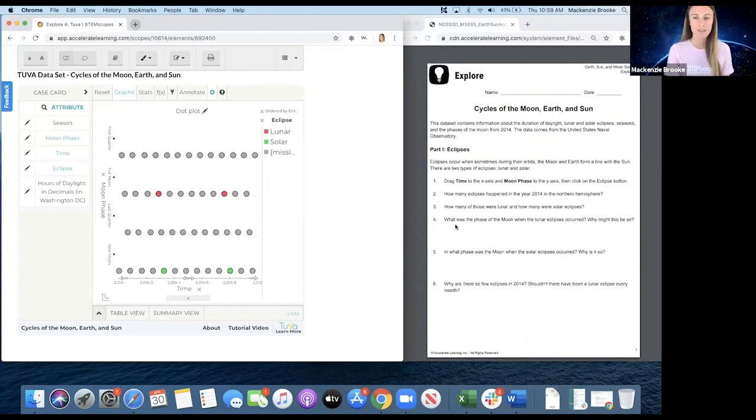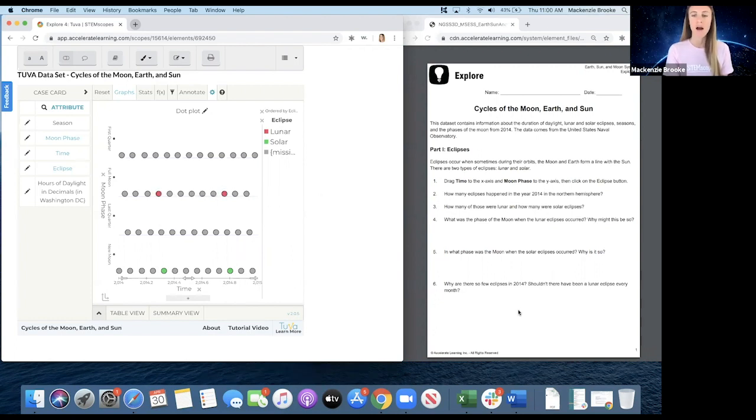Now I'm going to ask, what was the phase of the moon when the lunar eclipses occurred, and why might this be so? Go ahead, pause your video and answer the question. Once you get here, notice the new moon down here. If I scroll over this eclipse, you'll see it's in the moon phase new moon, as is this solar eclipse. And the lunar eclipses are actually going to be during the full moon.